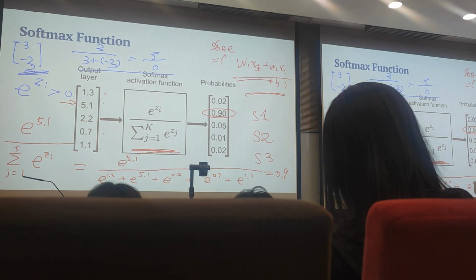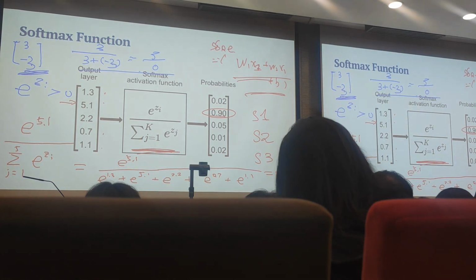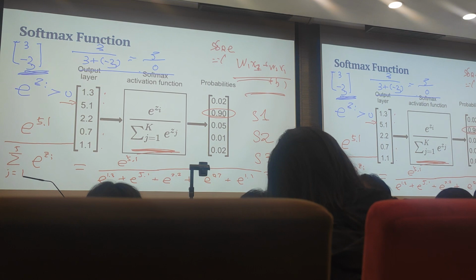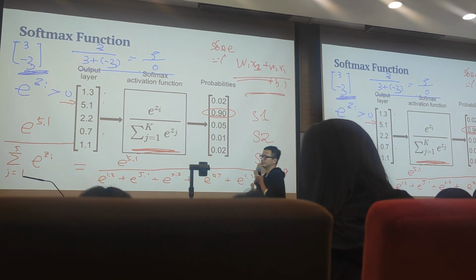Okay? Everyone knows that? The softmax function. This is very, very important. This is basically the neural nets that we built days ago. Questions?